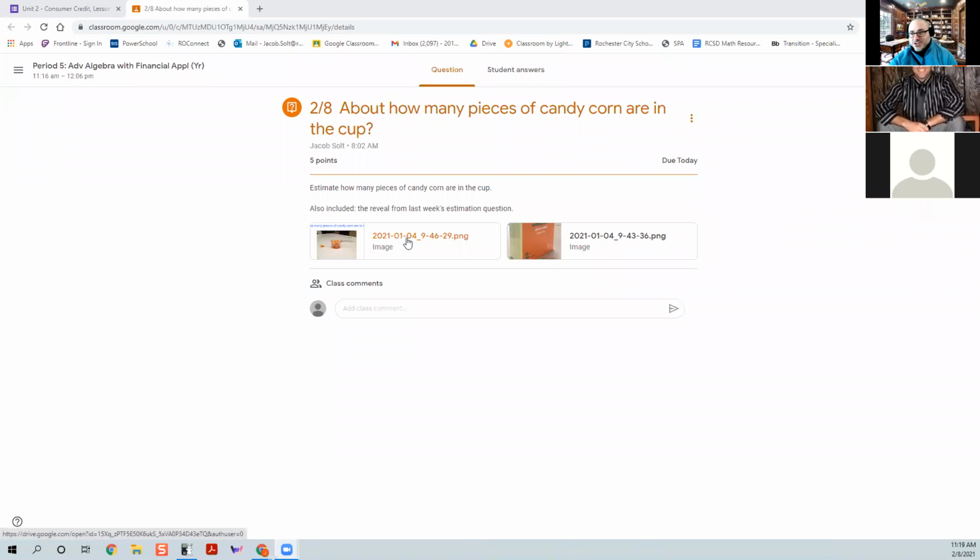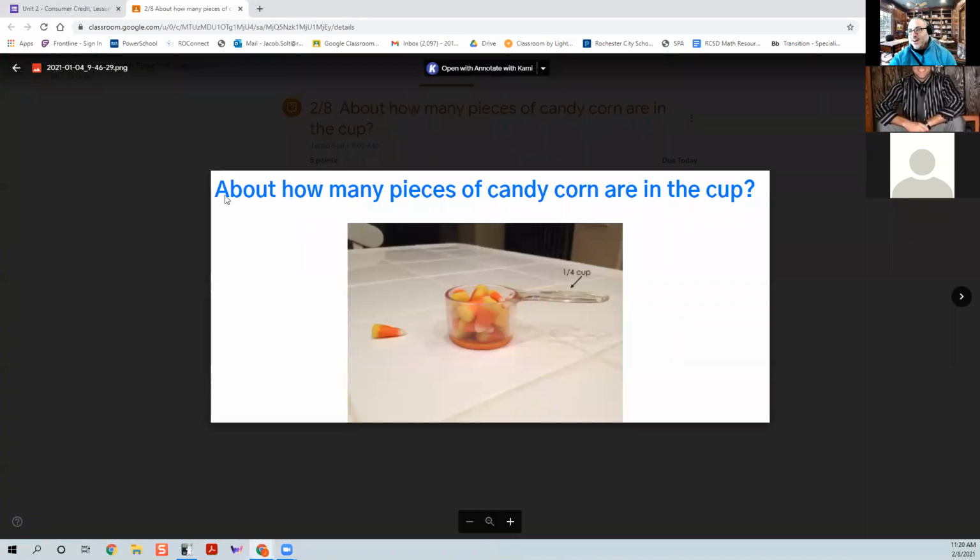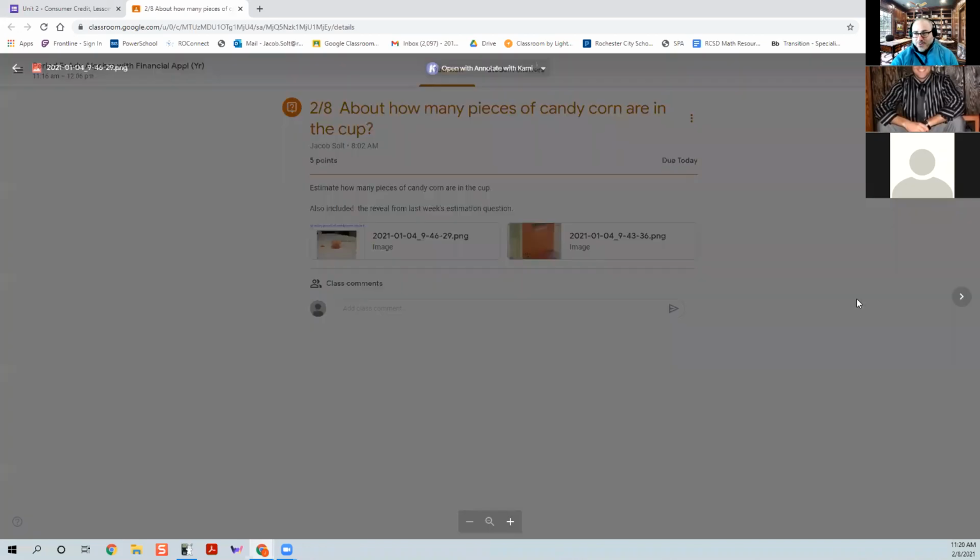It's a Monday, so we're doing an estimation question, right? So here is the estimation question. How many pieces of candy corn are in 1/4 of a cup?